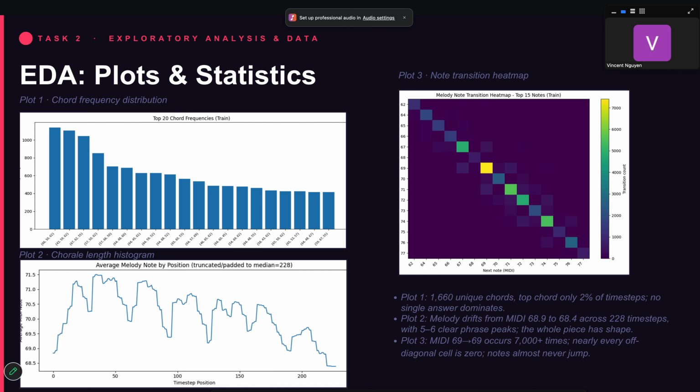The second plot shows that the melody definitely drifts across different time steps. It has different peaks, however, the whole piece has a shape. And then the heat map shows that nearly anything that is off diagonal is a 0. That means that our notes mostly never jump. They're either repetitions or pretty close by.